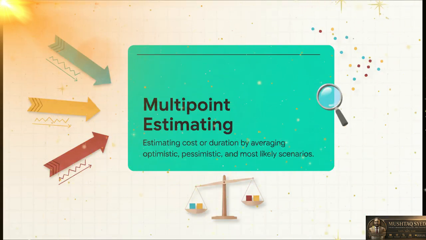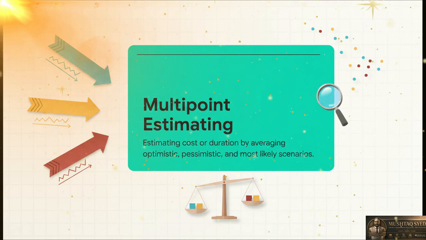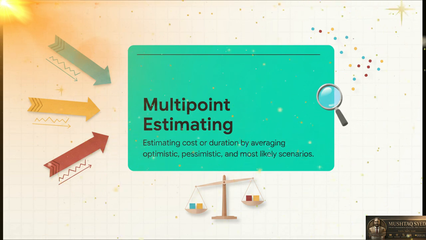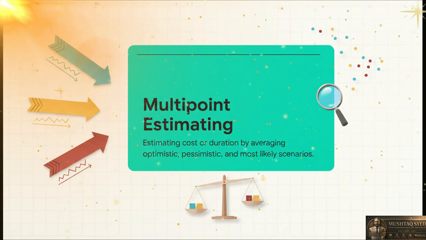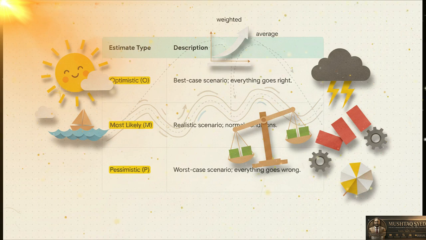The way you create these more realistic estimates is through a technique called multi-point estimating. Instead of just one best guess, you're actually going to come up with three. This allows you to build risk right into your calculation. Here's how it works. You come up with three numbers. First, the optimistic. This is your best case, sunny day scenario where everything just goes perfectly. Then, the most likely. This is your realistic, normal day outcome. And finally, the pessimistic. This is the Murphy's Law scenario where if it can go wrong, it will. By combining these three, you get a weighted average that's way more realistic than just a single guess.